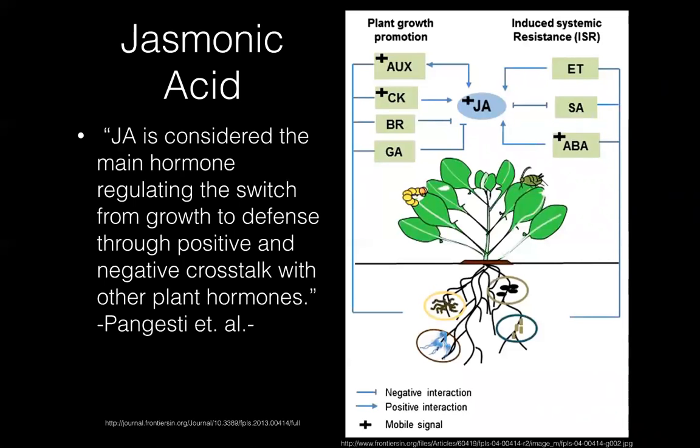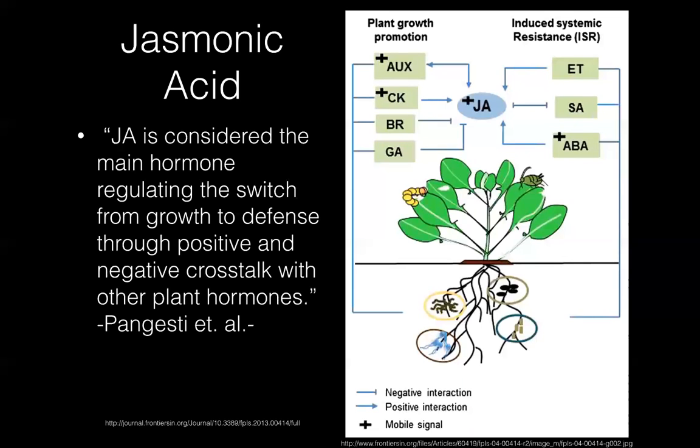And that's basically the jasmonic acid is considered the main hormone regulating the switch between growth to defense through positive and negative crosstalk with other plant hormones. It's going to be basically dictating how well that plant is growing. When the plant is under attack by an insect, it's going to switch, it's going to massively increase its jasmonic acid, and it's going to massively decrease its ability to grow.